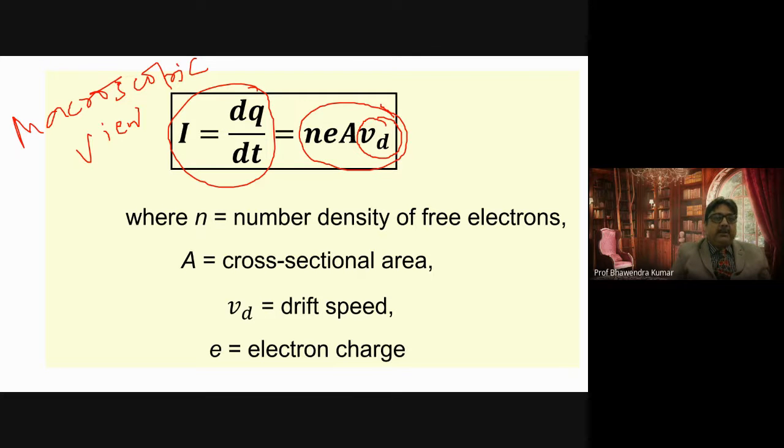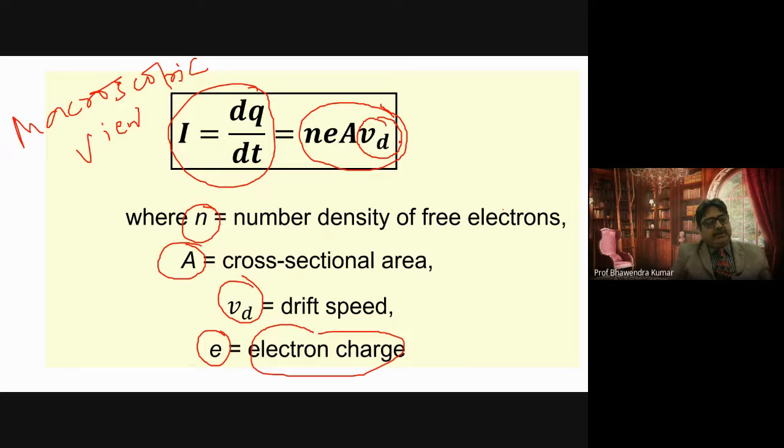And you know the formula. Here small n represents what? Number density of free electrons. Capital A represents what? Cross-sectional area. Vd represents what? Drift speed or drift velocity. Because we are writing in the scalar form, that is why we write drift speed here. If I write in the vector form, then it will be called drift velocity. And small e represents the charge held by the electron.